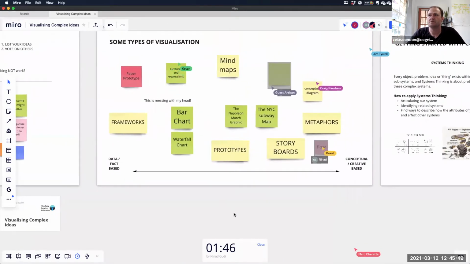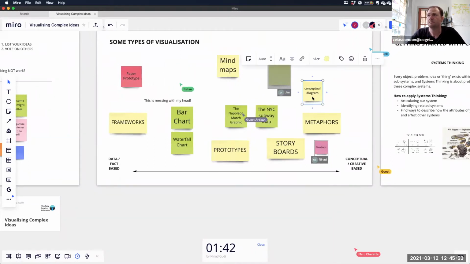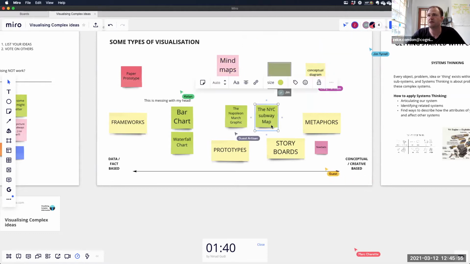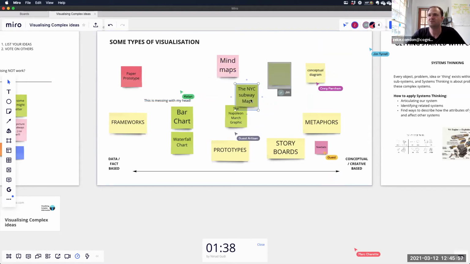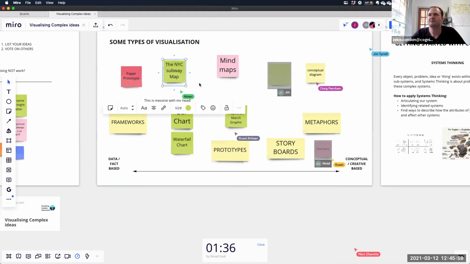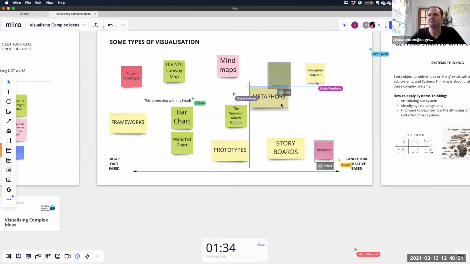Let's go through some of the other ones we've got here. So we've got the mind maps. Yep. Conceptual diagrams. Great. New York City subway map. I like that. It's similar to a metaphor.